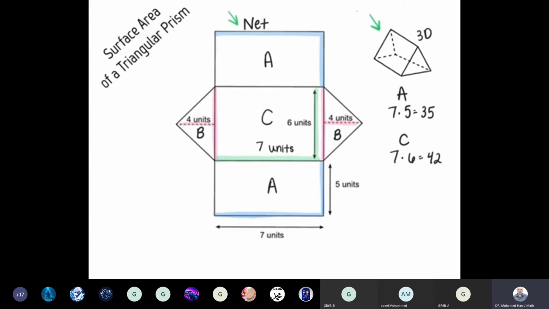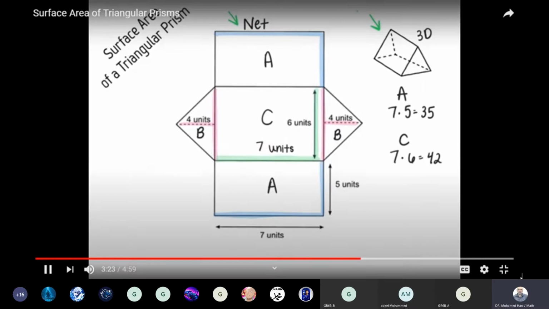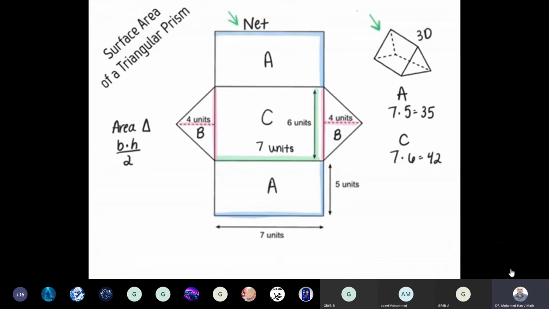So the only difference in finding the area of the triangle is that after we do base times height, then we're going to divide our answer by 2, because we know that the formula for area of a triangle is base times height divided by 2, or you can do 1/2 base times height. So when I look at this triangle, I know that my base is 6 and my height is 4, and then I would divide both by 2. So I would get 24 divided by 2, and my answer would be 12.